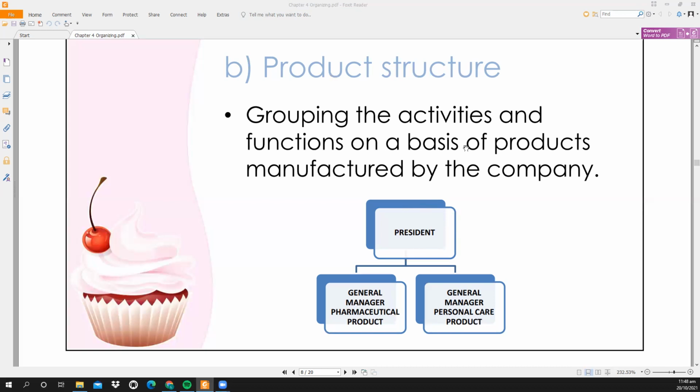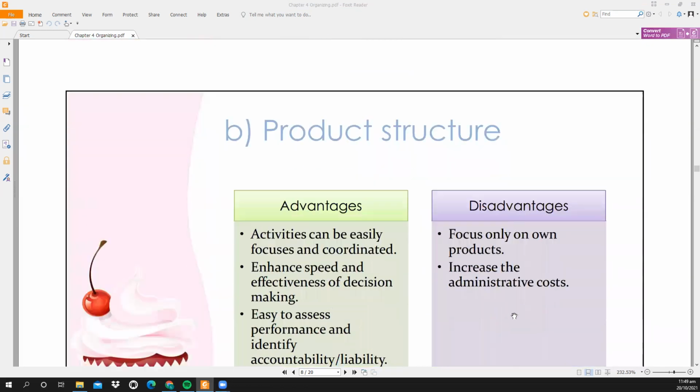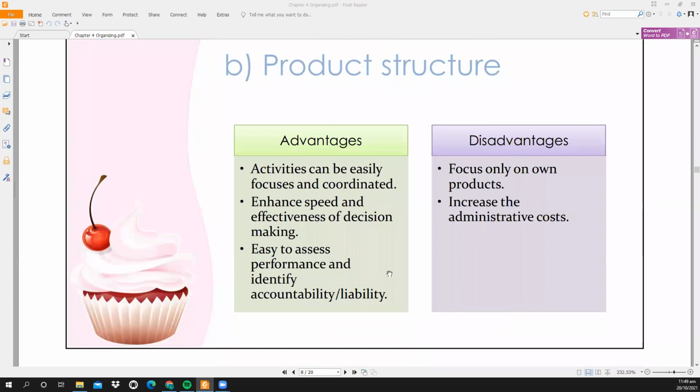So grouping the activities and functions on a basis of product manufactured by the company. So we have the president, and then general manager for pharmaceutical product, general manager for personal care product. Okay, so depende no sa product portfolio nila, or product line, or business portfolio nila. So ang advantage nito is activities can be easily focused and coordinated.